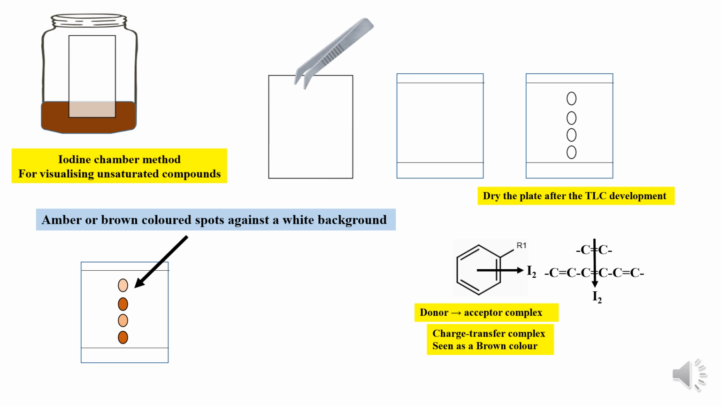So the iodine crystals sublime, vapors of iodine fill up the iodine chamber, and slowly, because of the charge transfer complex formed between the compounds and the iodine, amber or brown colored spots begin to appear against a white background. So mark these spots with pencil and calculate the RF values. If you delay in marking, the spots will disappear because of the volatile nature of iodine. So mark the spots with pencil immediately and calculate the respective RF values.